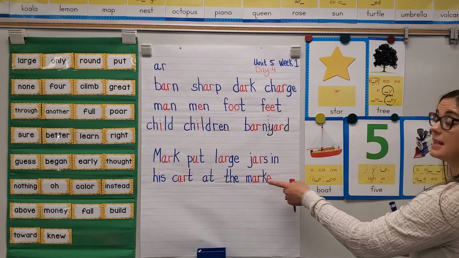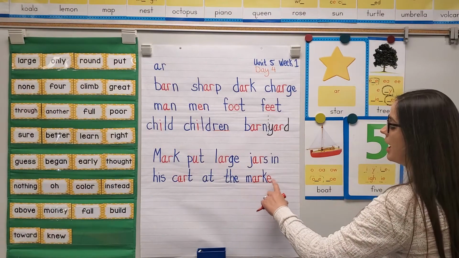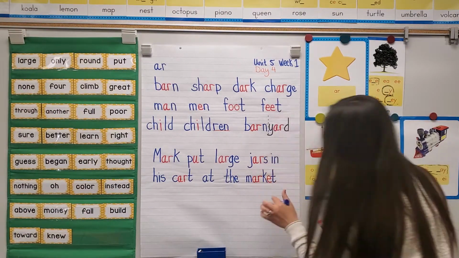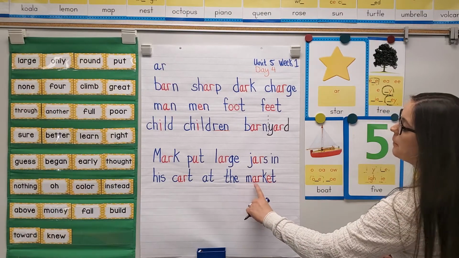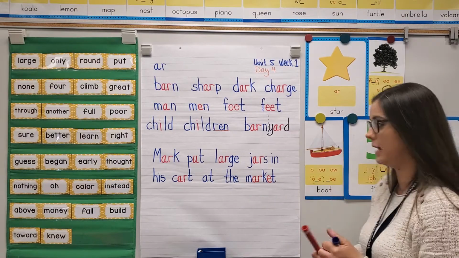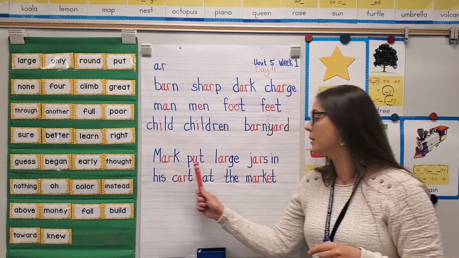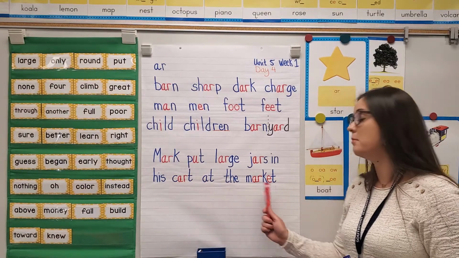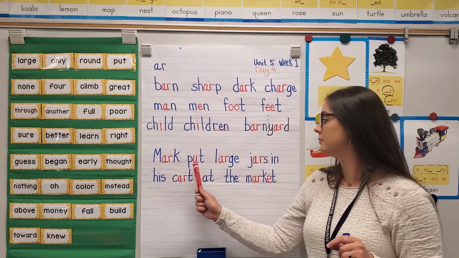Short E says ark, and T says ta, ark, et, market. Market. All right, let's read our sentence. Mark put large jars in his cart at the market. Your turn.